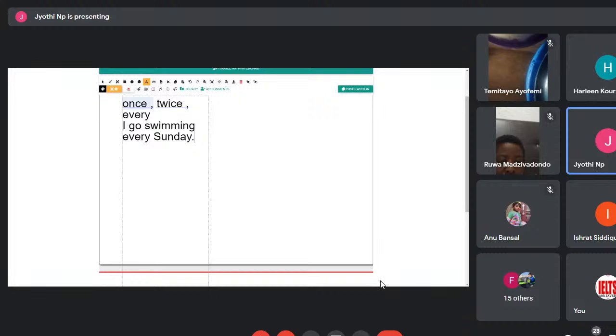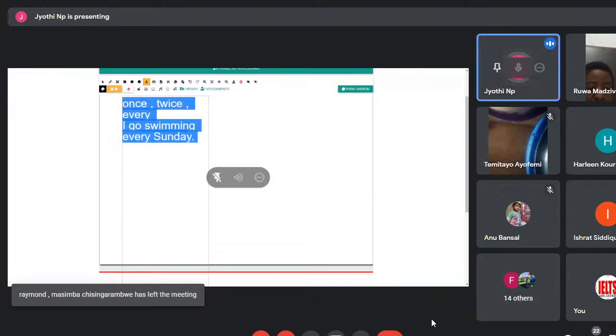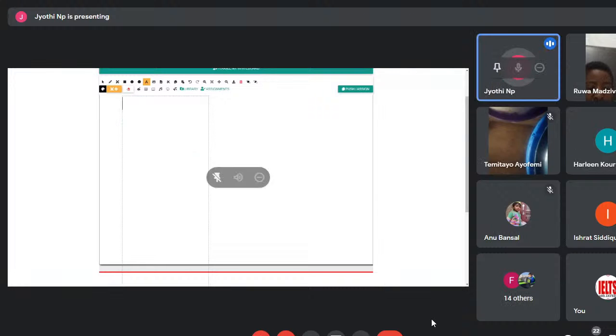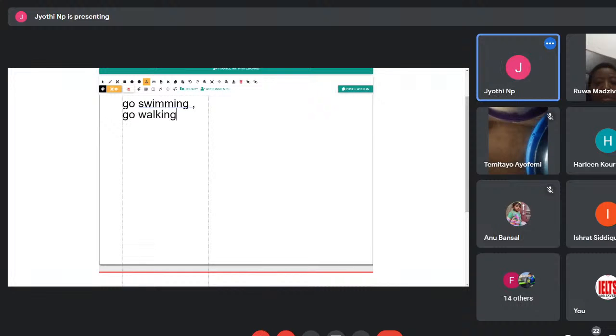Okay, now let me just discuss this. Whenever we want to use the verb "go": if we want to talk about the action we are going to do, we usually use it with -ing. So go swimming, go walking. We usually use the next verb with -ing when it is denoting the action we are doing.